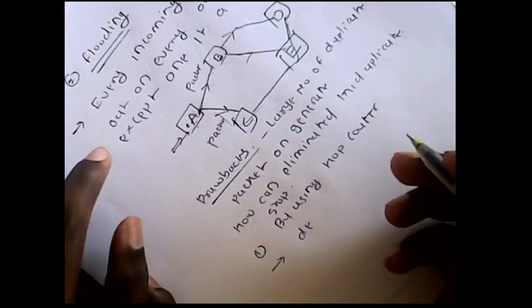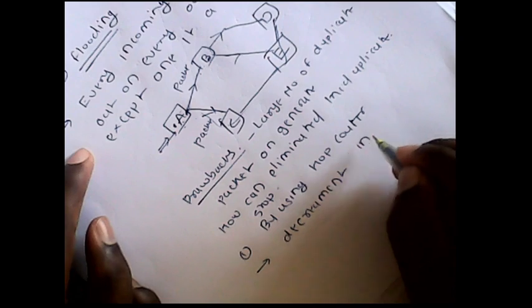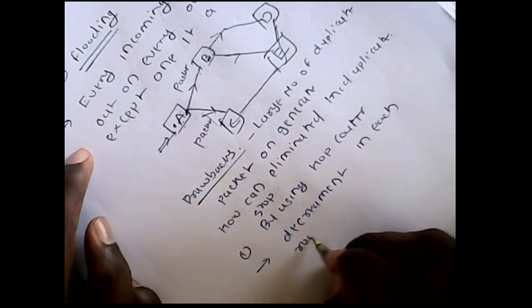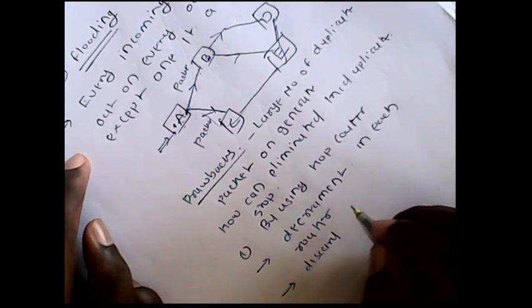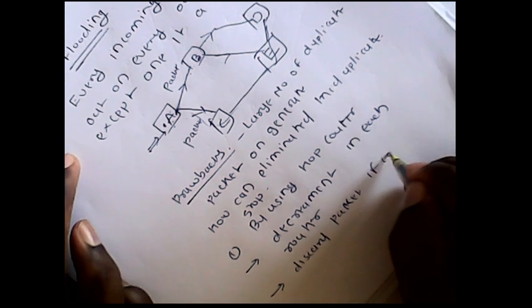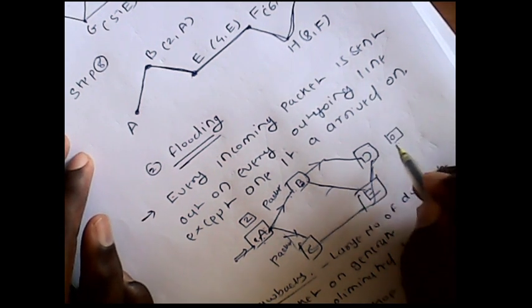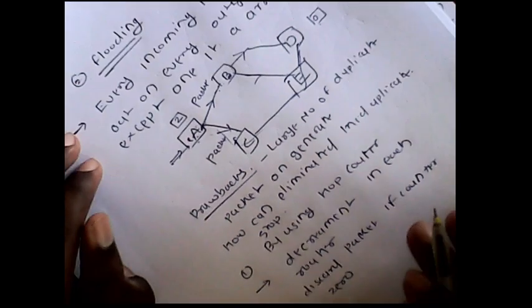So the hop counter is used, which means it is decremented in each router, and the packet is discarded if the counter is 0. Suppose I want to send a packet from A to D, so there is a hop count of 2. When this packet is received, if the hop count is 0, then the packet will be discarded. So it is decremented at each router.